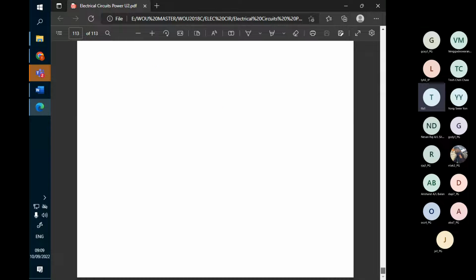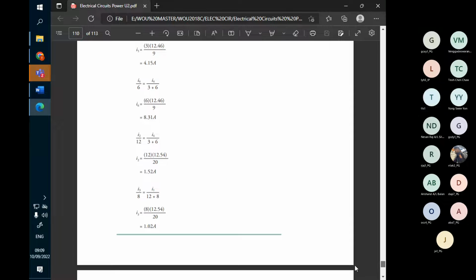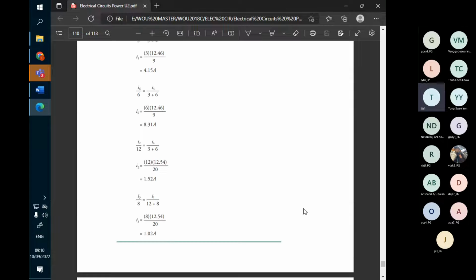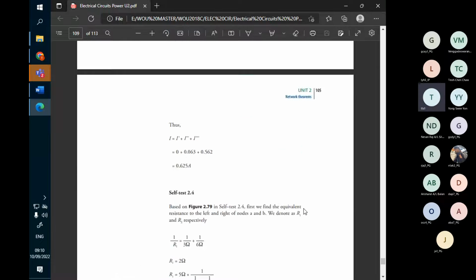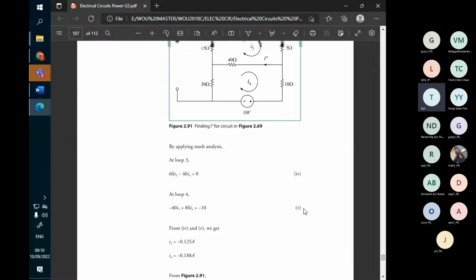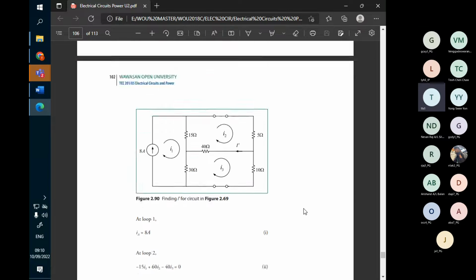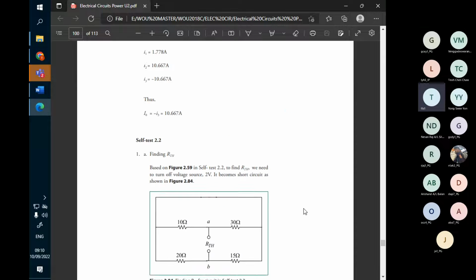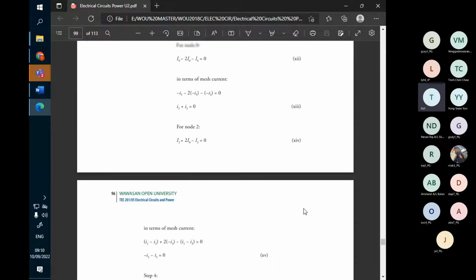Okay, where's the answer? Wait a minute. Remember, they'll supply the solution. Yeah, I think this is a solution, right? They also provide the solution at the end of the chapter, and you can go through it yourself. Yeah, this is all the solution.